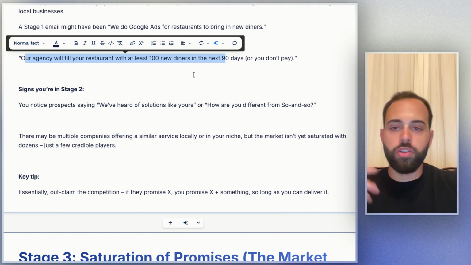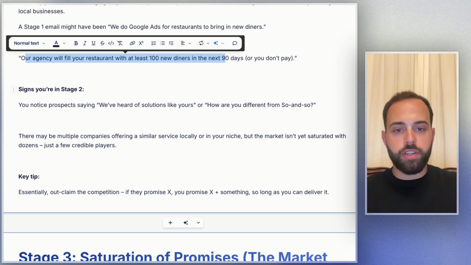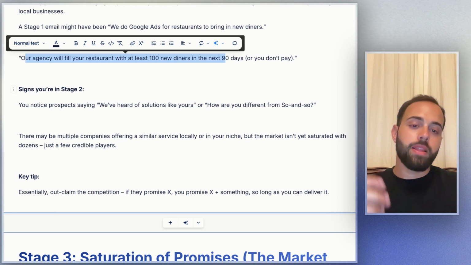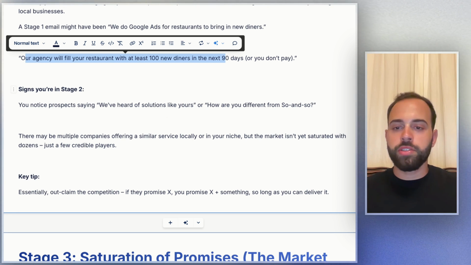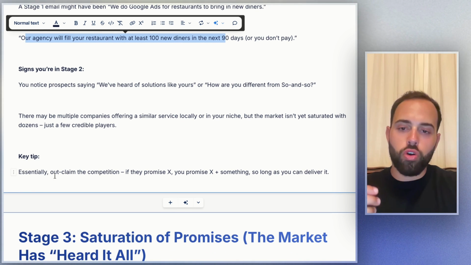So a couple of signs that you're in stage two is that you notice your prospects are now saying, we've heard of solutions like yours. How are you different from so and so? And there may be multiple companies offering a similar service locally or in your niche, but in a stage two sophistication market, the market is not yet saturated with dozens. There's just a few credible players. So essentially what you need to do here is you need to outclaim your competition.